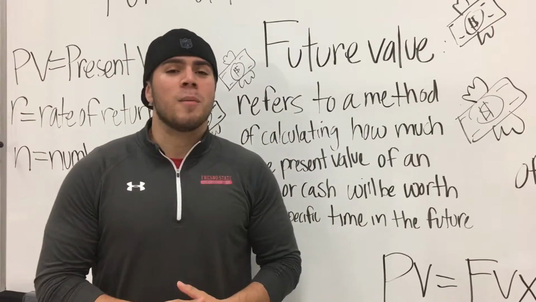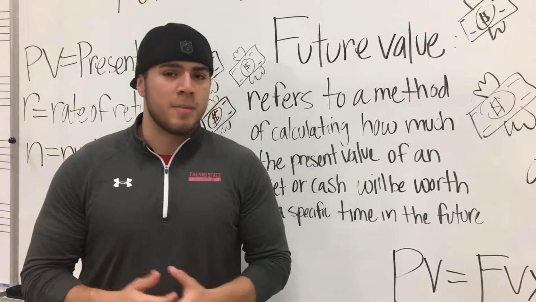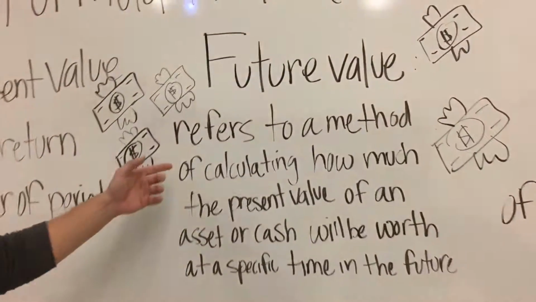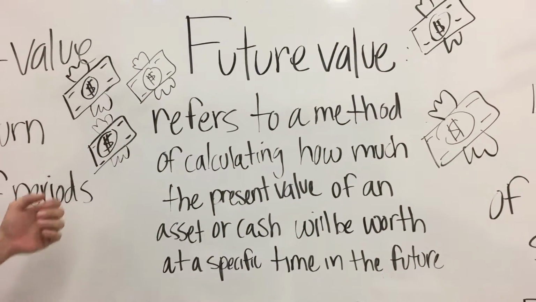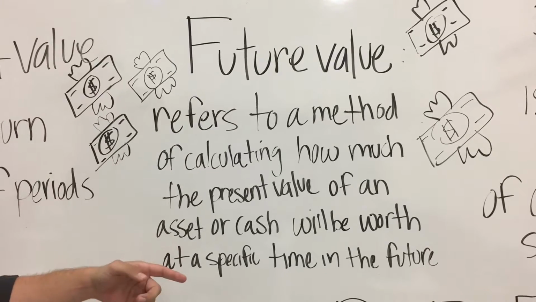So today we're going to be talking about the time value of money. When you think about time value of money, there's two concepts that you need to cover. There's future value and there's present value. Future value refers to a method of calculating how much the present value of an asset or cash will be worth at a specific time in the future.